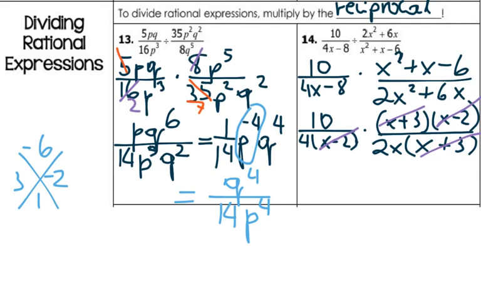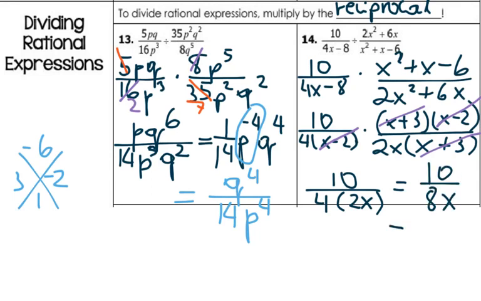So we have 10 in the numerator, and then it's going to be 4 times 2x in the denominator, which if we multiply together we get 10 over 8x, which can be reduced by 2, and that will give me 5 over 4x. I made a mistake, not 2. We're reducing by 2, so 4x. And this is the simplified version of this complicated problem.